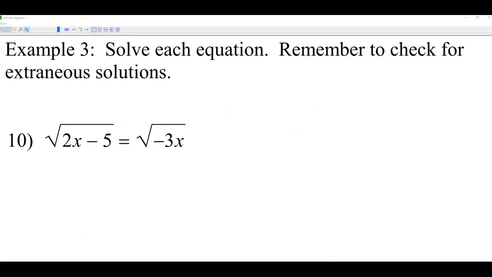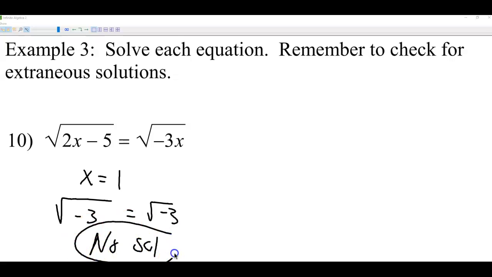All right, so guys, for this problem, you should have gotten x equals 1. But whenever you plug it in, you get this. These are imaginary numbers. What does that mean? No, so this is the one where you got to check for it, because it happens. It happens. No, if you plug in 1, both of those become negative 3. Yeah. So that's no solution because these are imaginary.